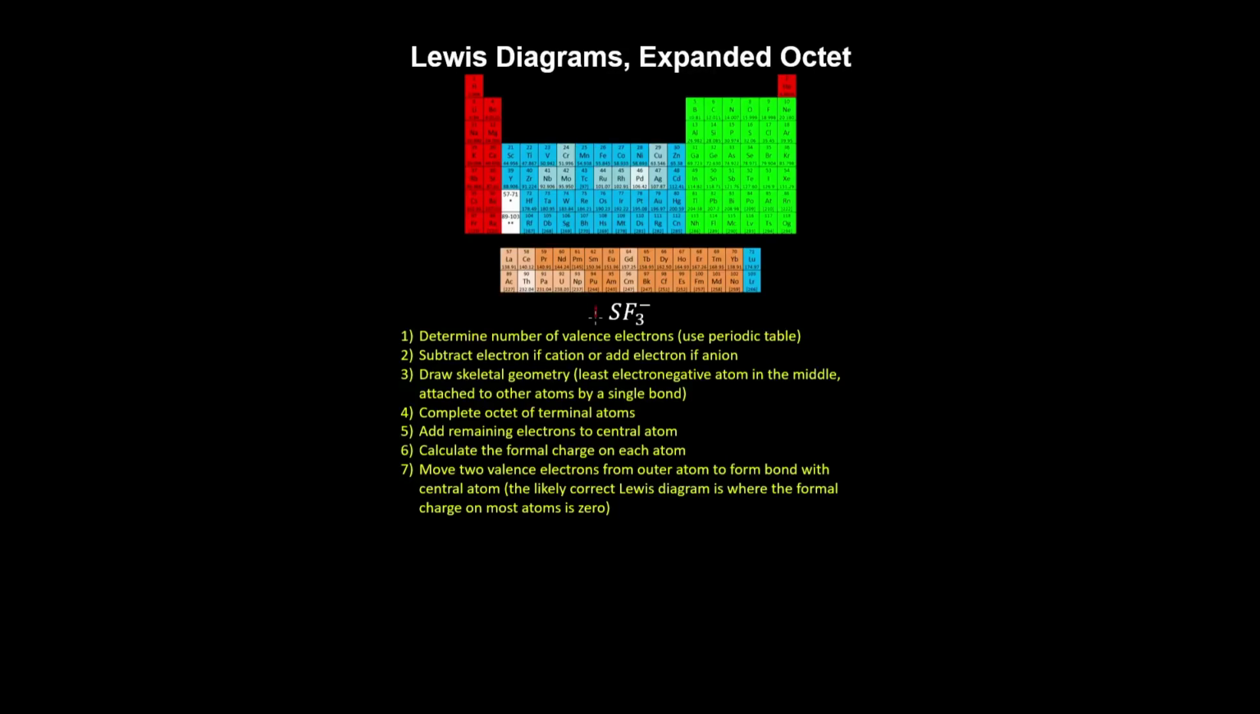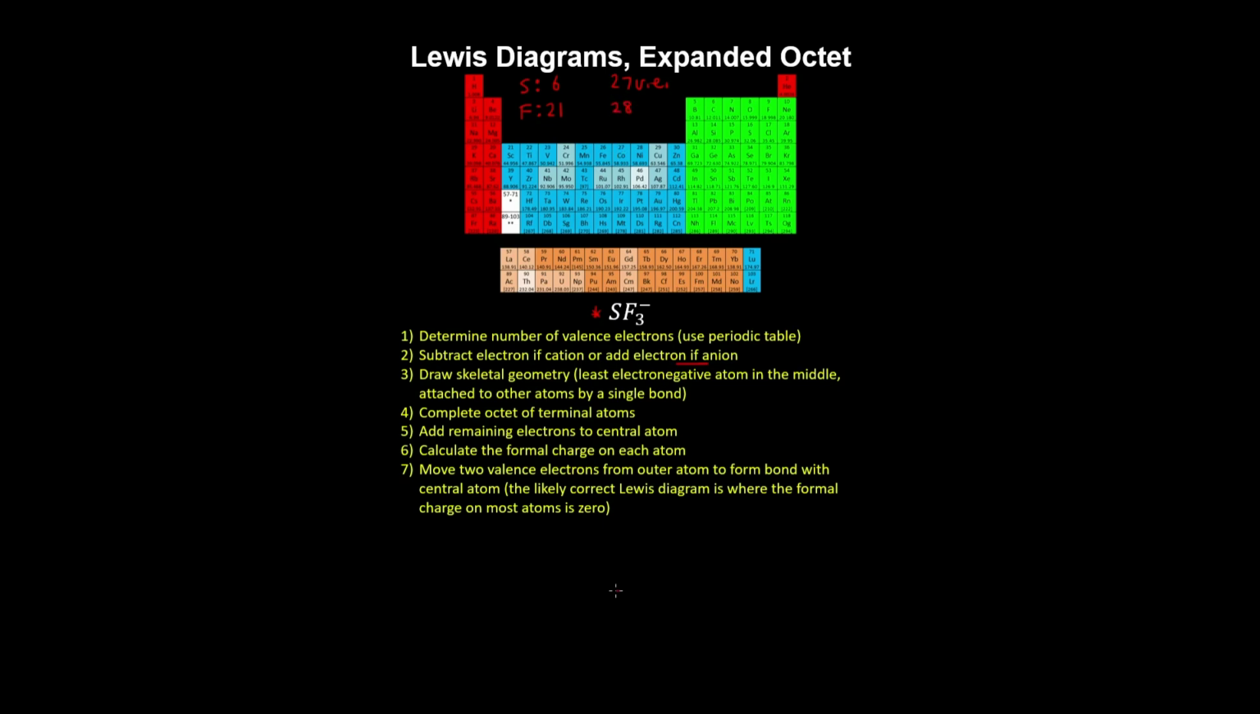Let's draw the Lewis diagram for the sulfur trifluoride anion. So again, we determine the number of valence electrons using the periodic table. So we have 6 for sulfur and 3 by 7 for fluorine. So that will be 27 valence electrons. And then we add an electron because we have a negative charge.